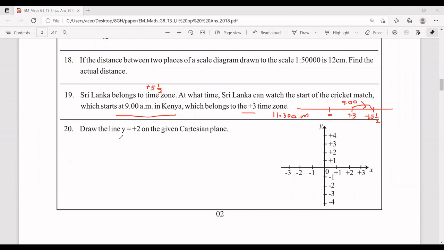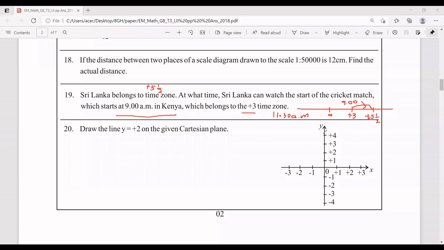20th problem. Draw the line y equals plus 2 on the given Cartesian plane. This vertical axis is the y-axis. This horizontal axis is the x-axis.